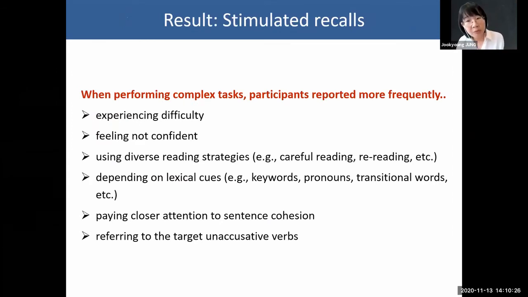And when it comes to the stimulated recall comments, when performing complex tasks, participants reported more frequently about experiencing difficulty, feeling not very confident, and using diverse reading strategies such as careful reading or reading depending on lexical cues. They depended on keywords, they depended on pronouns, they relied on transition words, and so on. And they said they paid closer attention to sentence cohesion because they had to reorder them. And also they referred more to the target unaccusatives, which is quite noticeable.